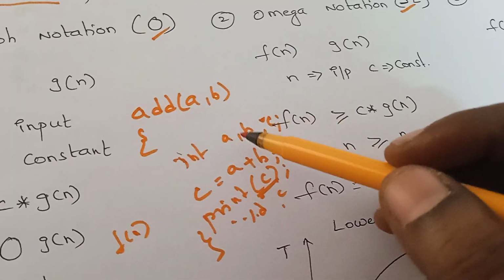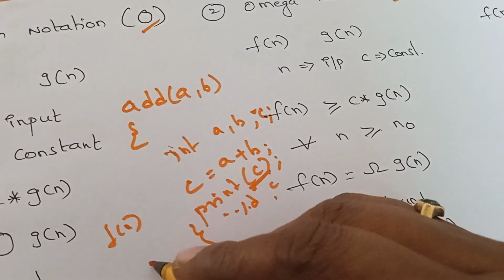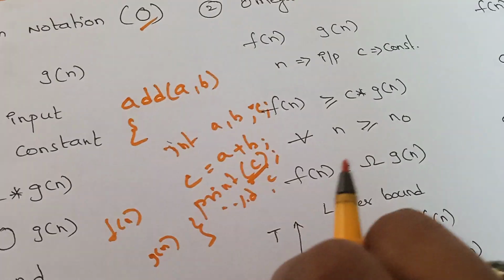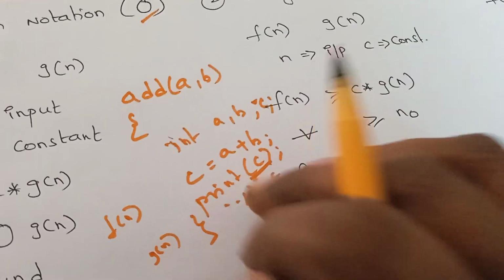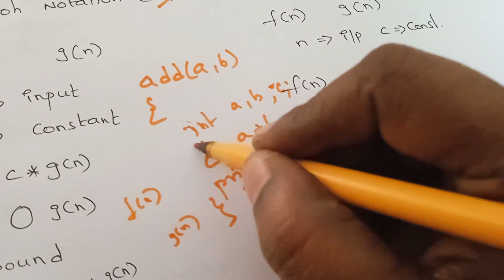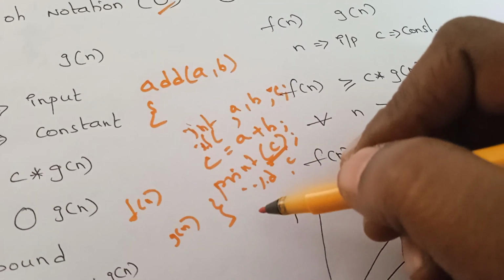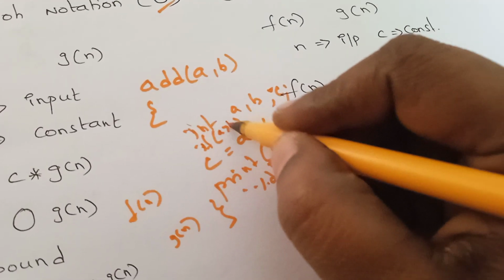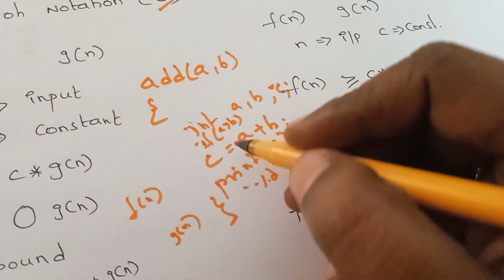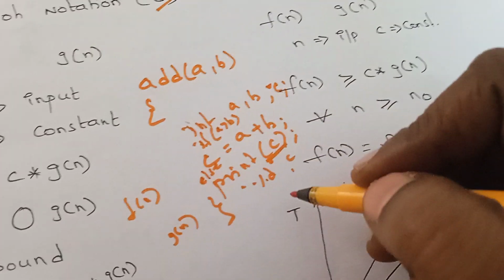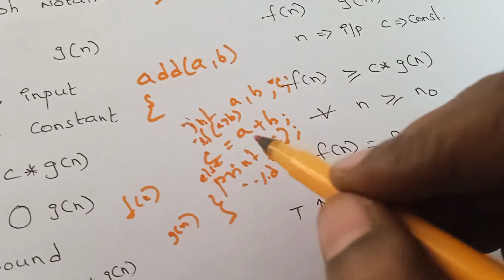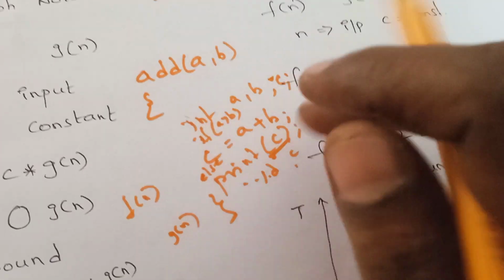If you take g of n, the growth rate function, g of n is exactly equivalent to f of n, so all lines will get executed. Now there is another possibility: if I want to add two numbers based upon some condition, if a is greater than b, then only I will add the numbers. If a is not greater than b, then I will take one more block, which is the else block. So when a is greater than b, only this statement will get executed. If it is not, the else block will get executed.